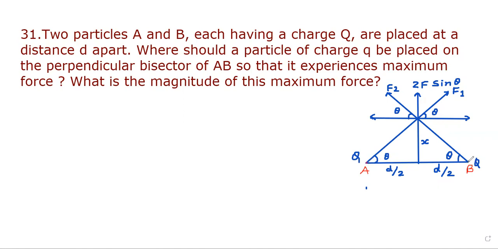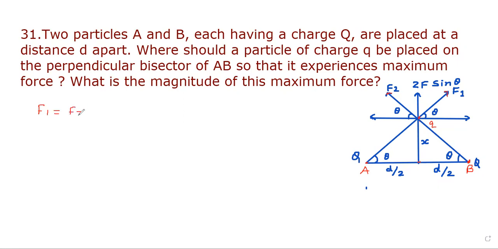Here, the two charges are capital Q, and the third charge small q is placed on the perpendicular bisector at distance x from the midpoint. Since all three charges are of the same nature, the force due to capital Q and small q will be in this direction, say F1, and the force due to the other capital Q and small q will be in this direction, say F2. They will be equal in magnitude. So let's find out their magnitude.